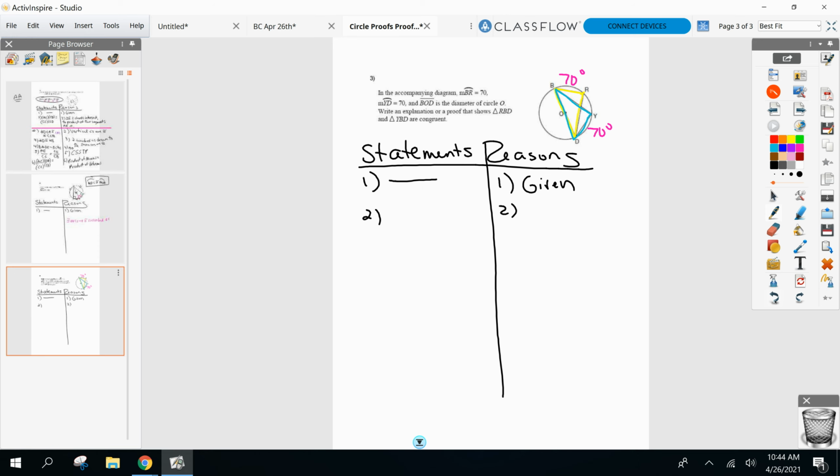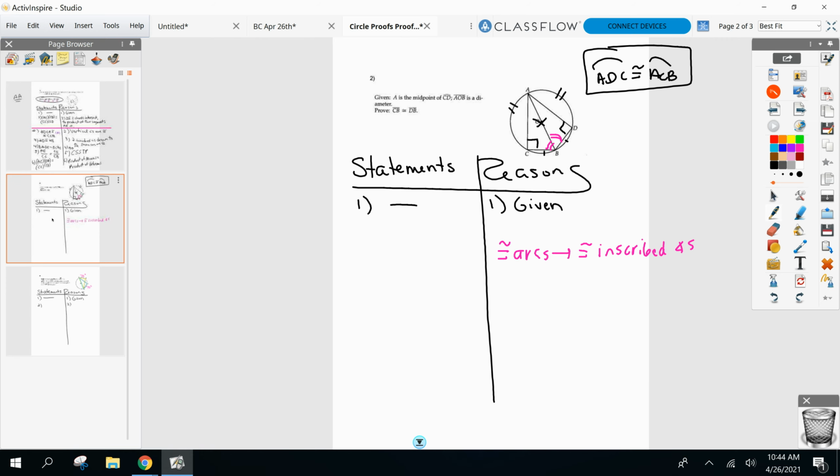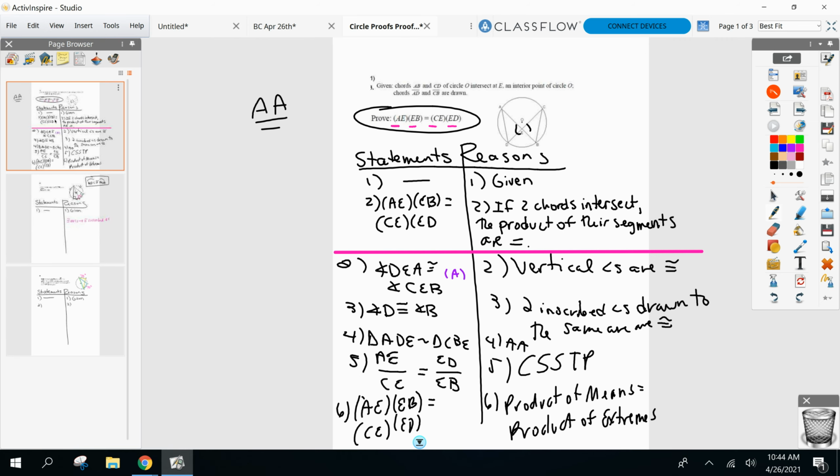What can you expect for the proof on the quiz? Proving triangles congruent: CPCTC. Proving triangles similar: CSSTP means equal extremes. Anything is fair game.